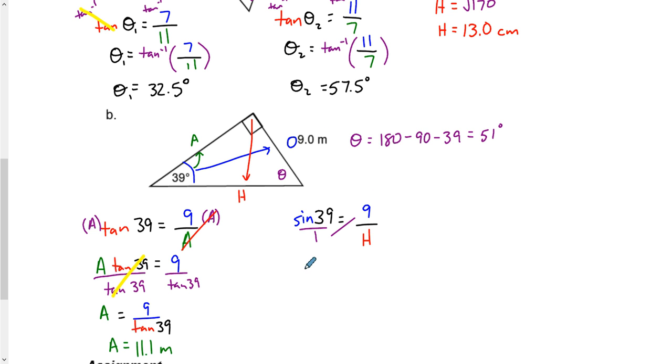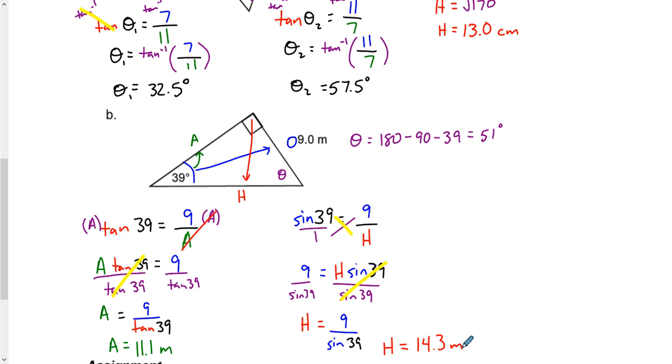1 times 9 is 9. H multiplied by the sine of 39 will be H sine 39. Divide both sides by the sine of 39. That will be canceled off. And H would equal 9 divided by the sine of 39. Meaning H equals 14.3 meters.